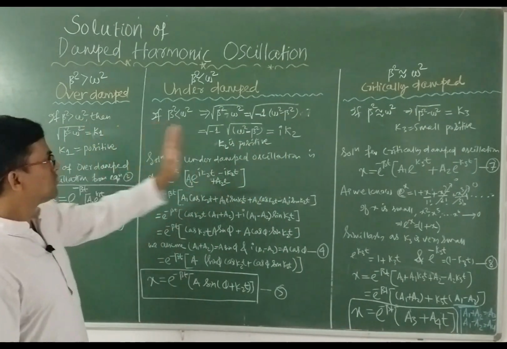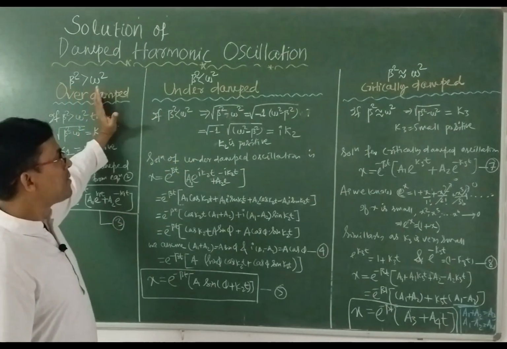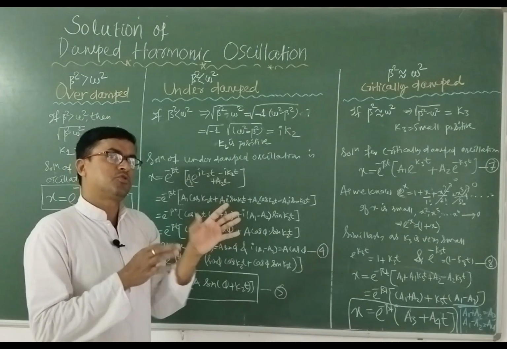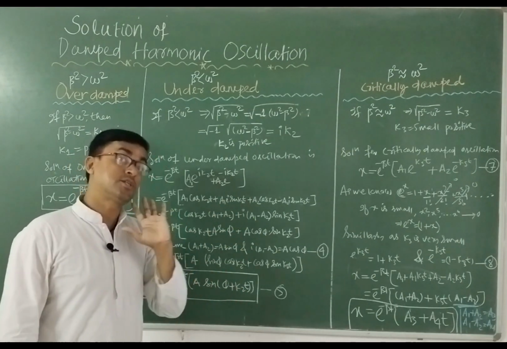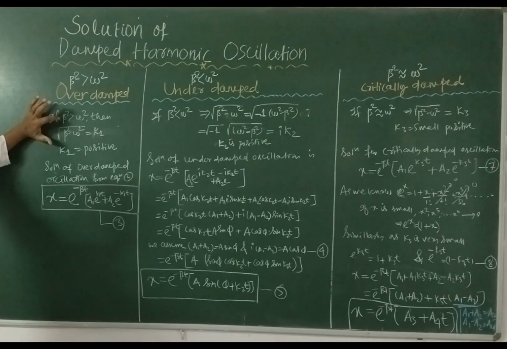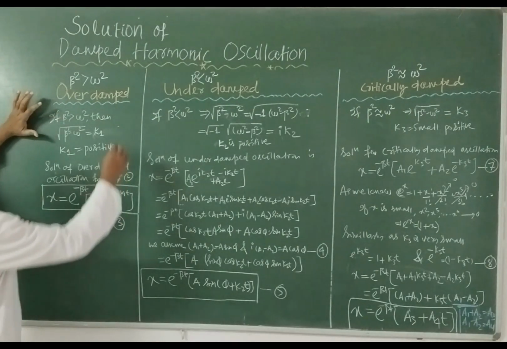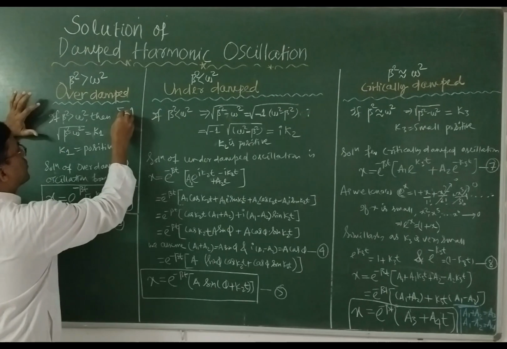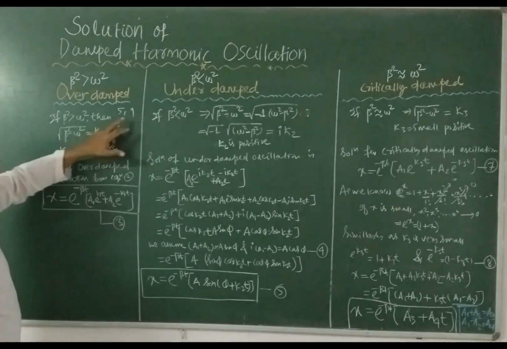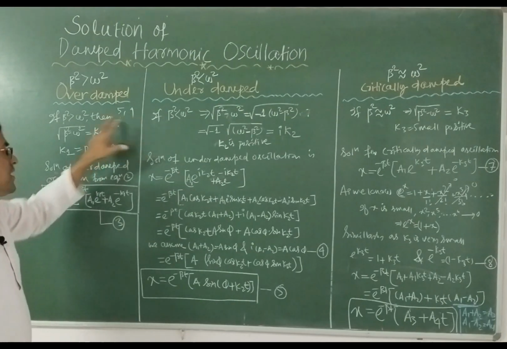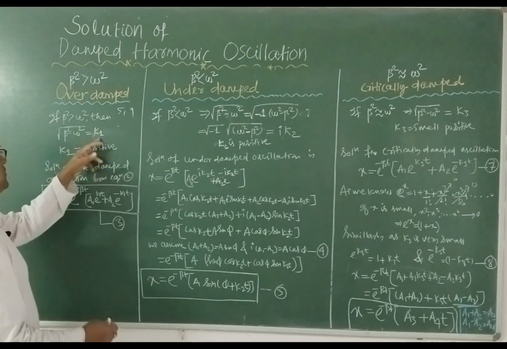That means we got the three conditions: overdamped, underdamped, and critically damped. These conditions only affect the value of the square root of beta square minus omega square. If beta square is greater than omega square, then beta square minus omega square will be positive. Suppose beta is 5 and omega is 4. So 5 square is 25 minus 4 square 16, 25 minus 16 equal to 9, and the square root of 9 equal to 3.